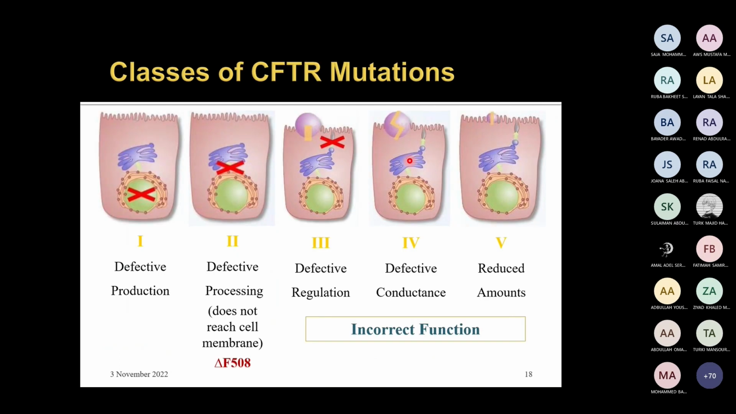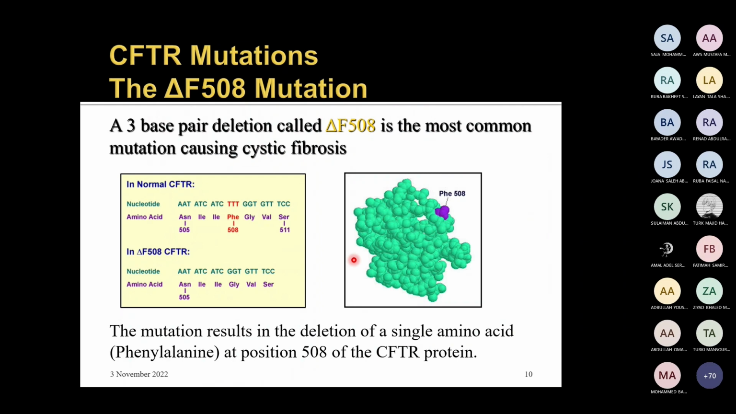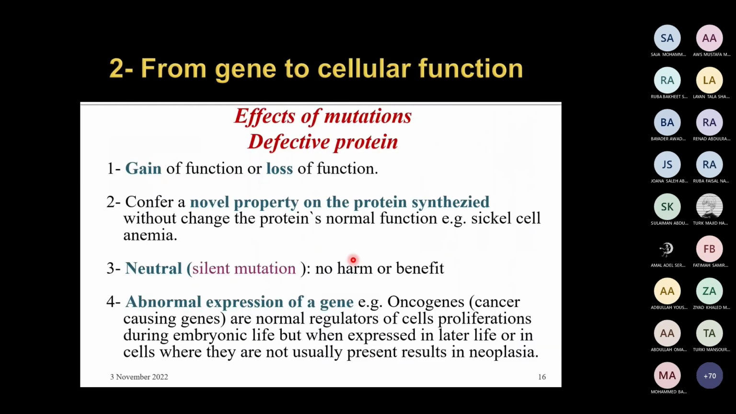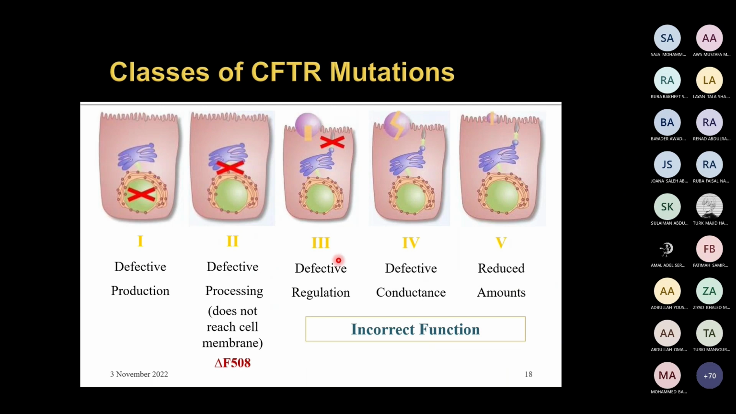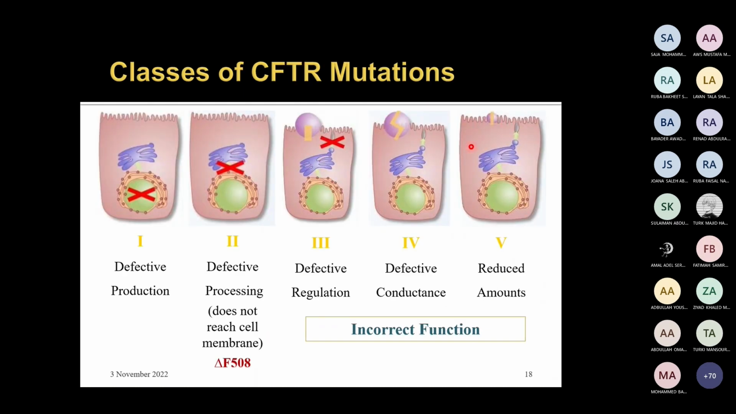Okay, so the classes of the CFTR mutations: depending on the type of mutation, you might have a defective production from the start, or you might have a defective processing, and this is what happens in the delta F508 mutation. So the amino acid chain is produced, but it is not processed. It cannot take on this complex three-dimensional orientation, which is what forms these channels. So these channels need this processing.